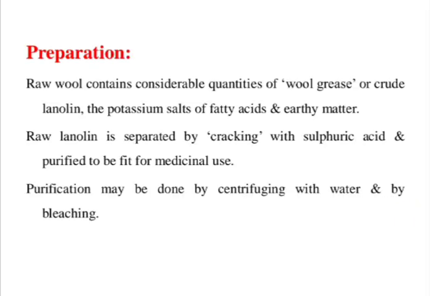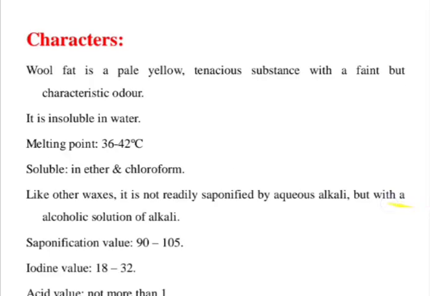Preparation. Raw wool contains considerable quantities of wool grease, crude lanolin, the potassium salts of fatty acids and earthy matter. Raw lanolin is separated by cracking with sulfuric acid and purified to be fit for medicinal use. Purification may be done by centrifuging with water and by bleaching.